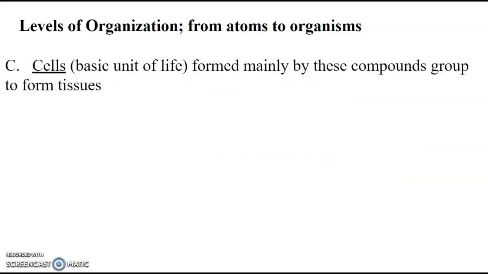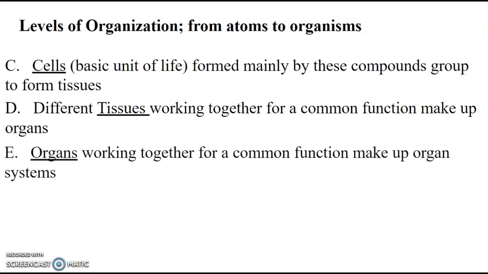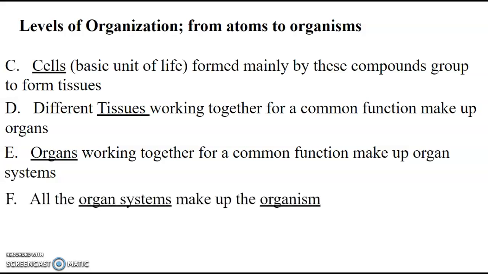The basic unit of life, I hope you remember, is the cell. If they're similar types of cells, they can combine to form tissues. Different tissues working together, forming a common function, make up organs like a lung or a heart or a stomach. Organs working together for a common function make up organ systems like the cardiovascular system or the muscular system. And all of the organ systems together collectively make the organism.